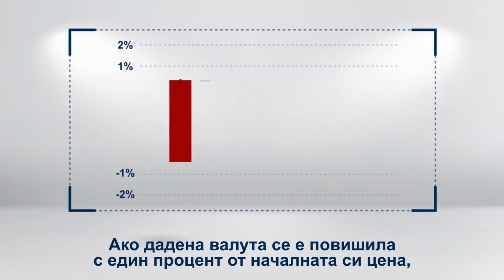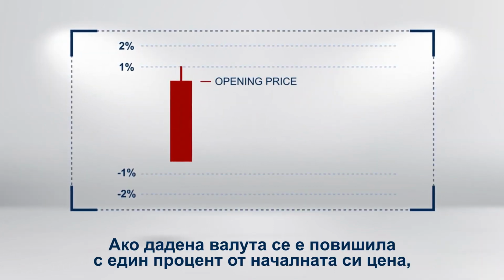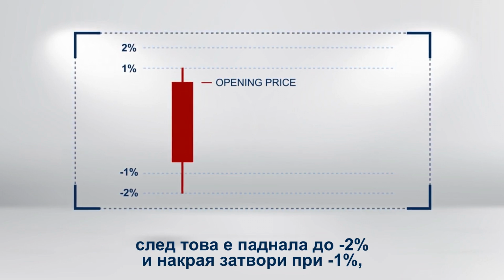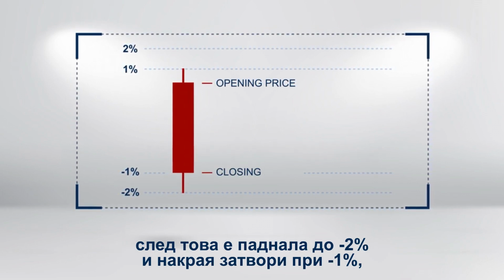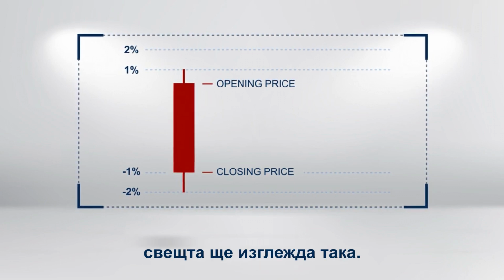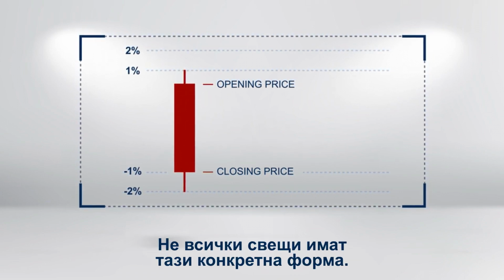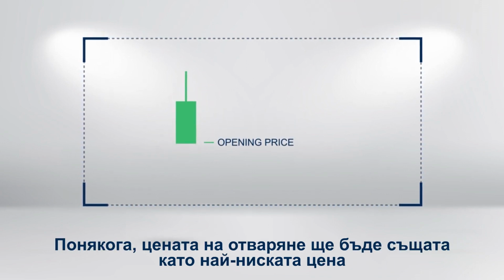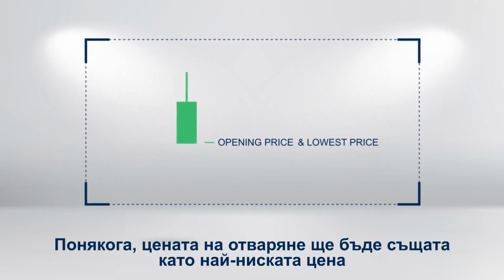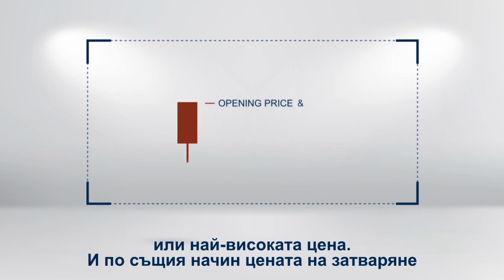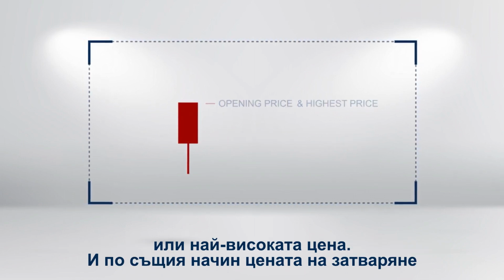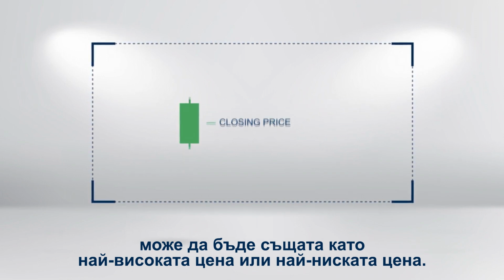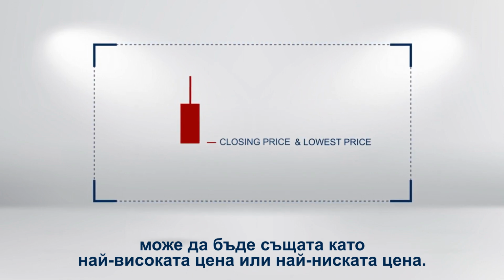If a currency has gone up 1% from its opening price, then plummeted down to -2% and finally closes at -1%, the candlestick would look like this. Now, not all candlesticks have this particular form. At times, the opening price will be the same as the lowest price or the highest price. And likewise, the closing price may be the same as the highest price or the lowest price.